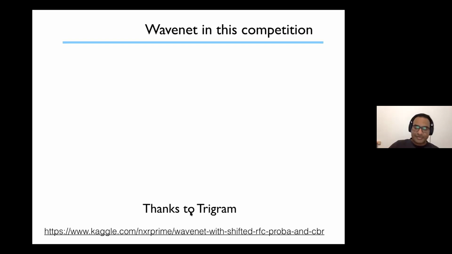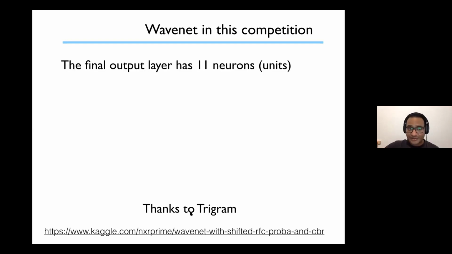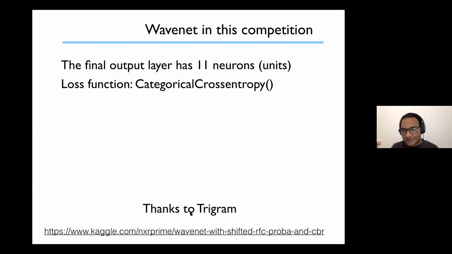We jumped onto this Wavenet, and at that point, I was really surprised why Wavenet works. To be honest, I still don't know the answer why it did so well in this competition, other than just to say that it simply did. So the final output layer was modified to have 11 neurons or 11 units because we want to predict whether the number of open channels is 0, 1, 2, or till 10. So there are 11 possibilities. The loss function used categorical cross entropy loss, good for classification problems.